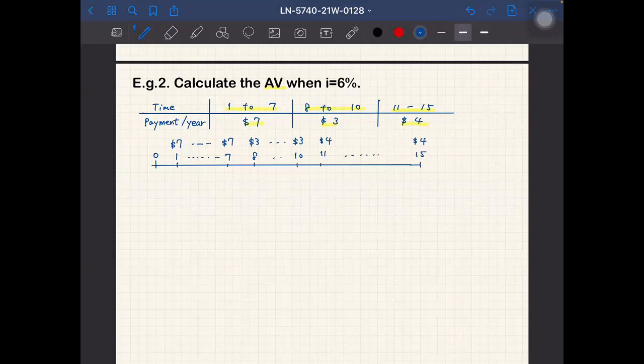Now we want to calculate the accumulated value. So how to do this? We have a similar strategy, but this is accumulated value. So we use the s angle n to calculate this AV. Another way is just to calculate the present value, and then the AV is just 1 plus i to the power 15 times PV. So that is another way. But now we think about using s angle n. So first we think about the longest annuity still. So we match this first payments of $7.